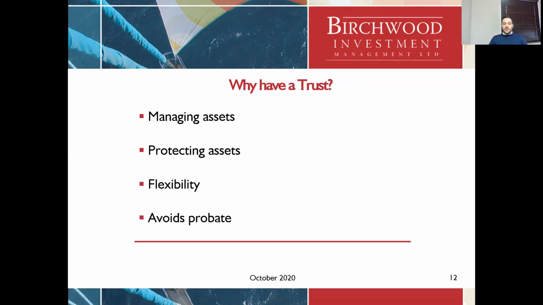But other than inheritance tax, why would you use a trust? The first point is managing the assets. Trusts can be flexible, allowing you to tailor them to your needs. And through a trust, assets can be distributed to the beneficiaries over time. The second point, protecting the assets, is quite a key one. Placing assets in certain types of trust, so discretionary trusts, can protect them from creditors, marriage breakdown, or from those who might want to influence the beneficiaries.